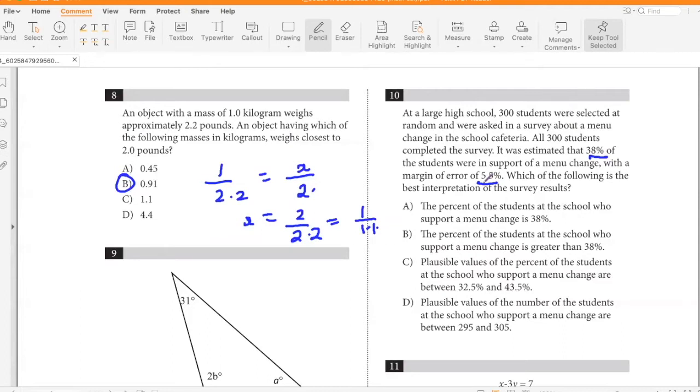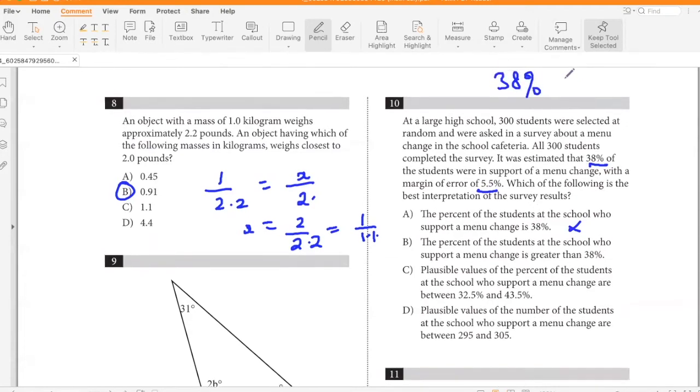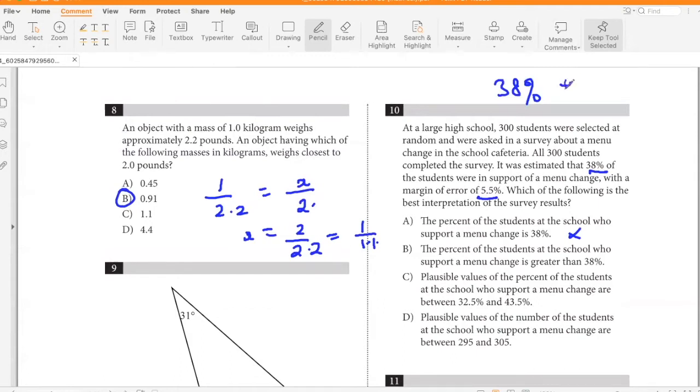Okay, the percent of the students at the school who support a menu change is 38%. No, you can't say that because the margin of error is 38% plus minus 5.5%. So the range of values will be from 32.5% to 43.5%, right? So A is wrong.